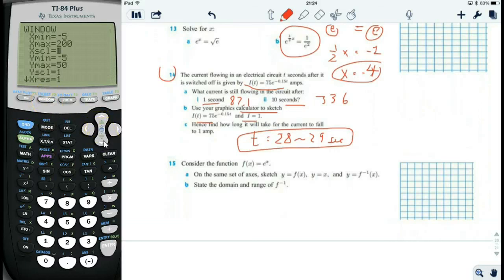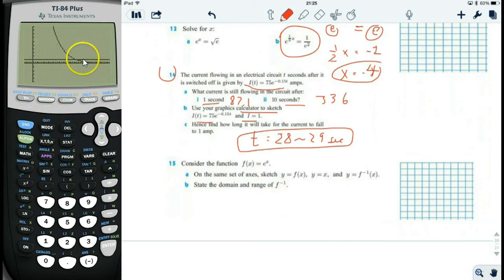Let's change it to y max 10, and the x max we could put something smaller like 50. Okay. And then what we're going to do is find out where the intersection is between these two graphs, and that'll tell us exactly where it is.